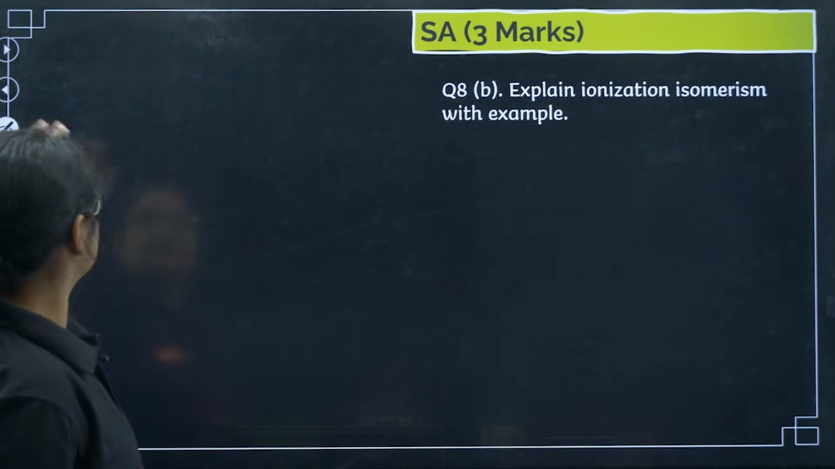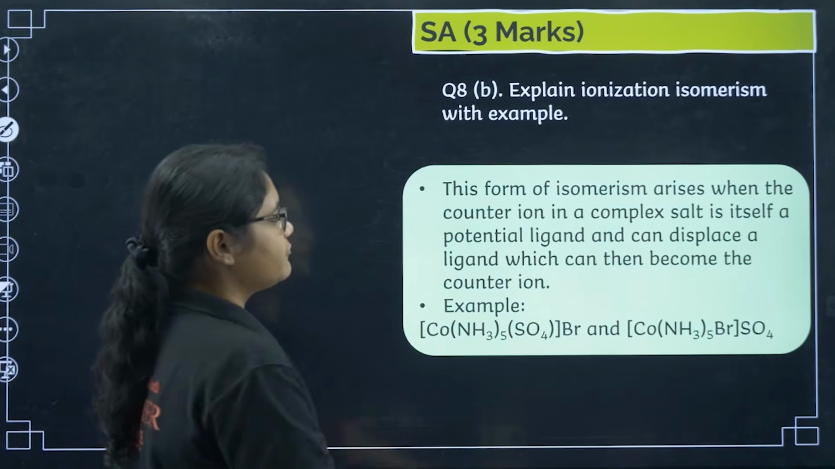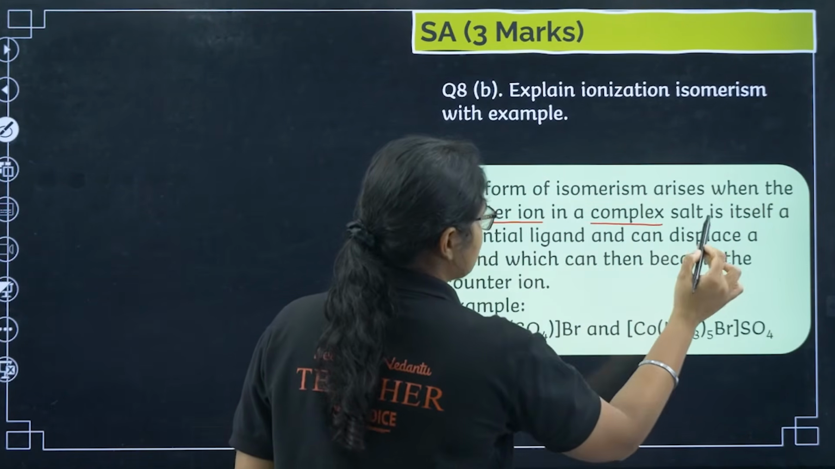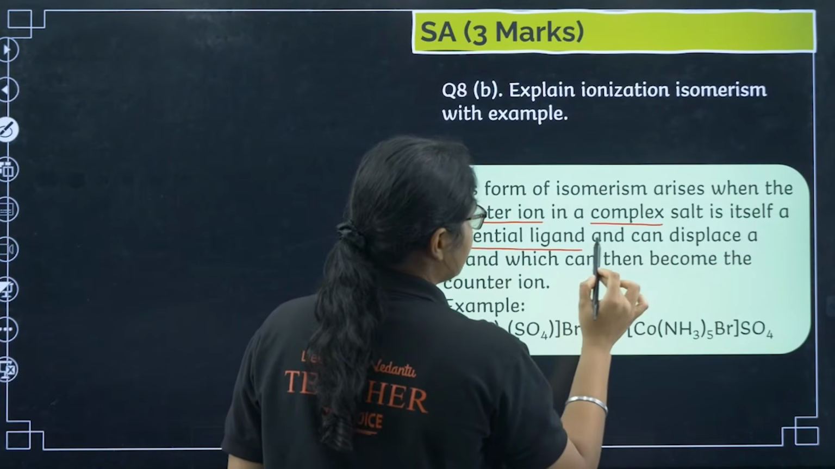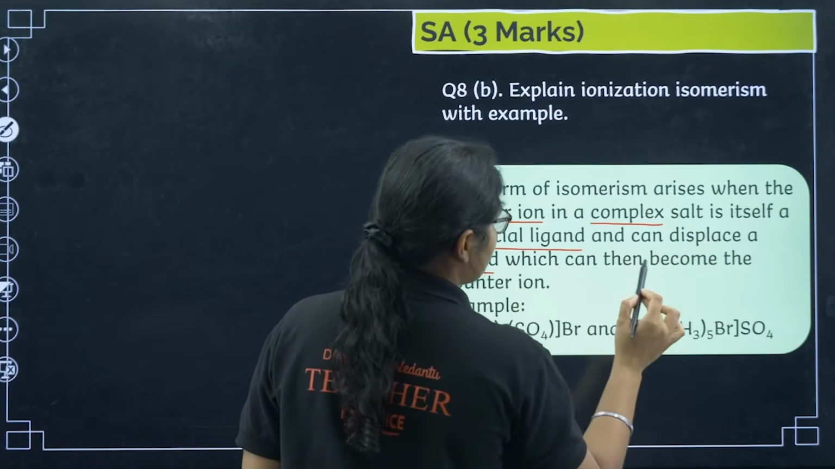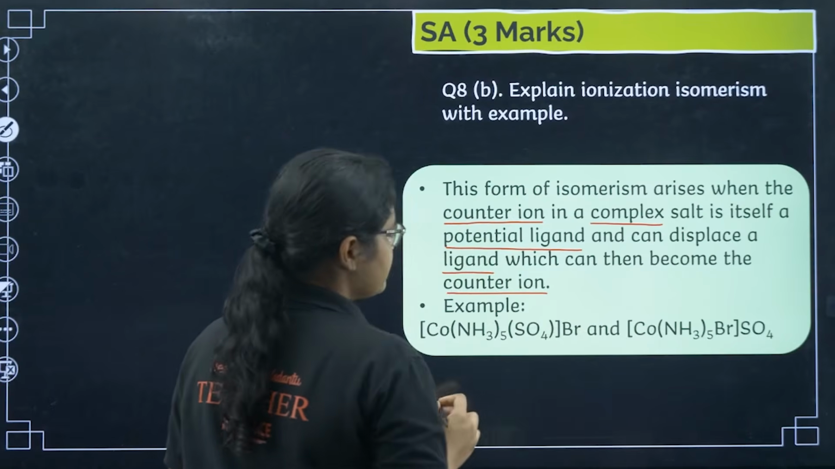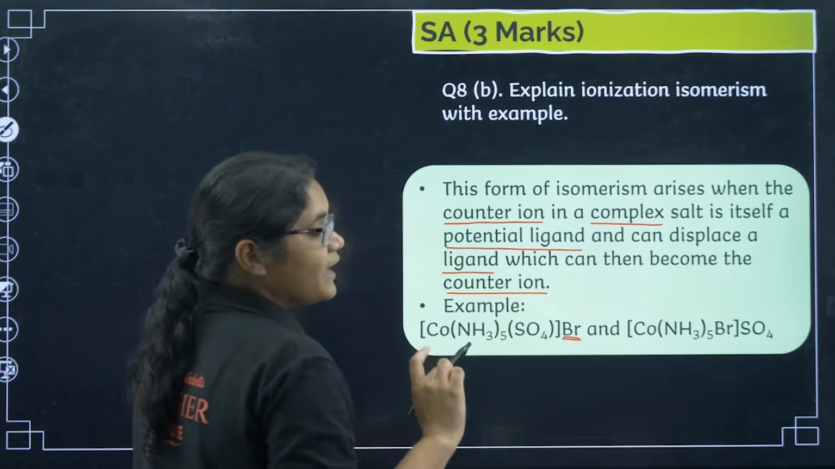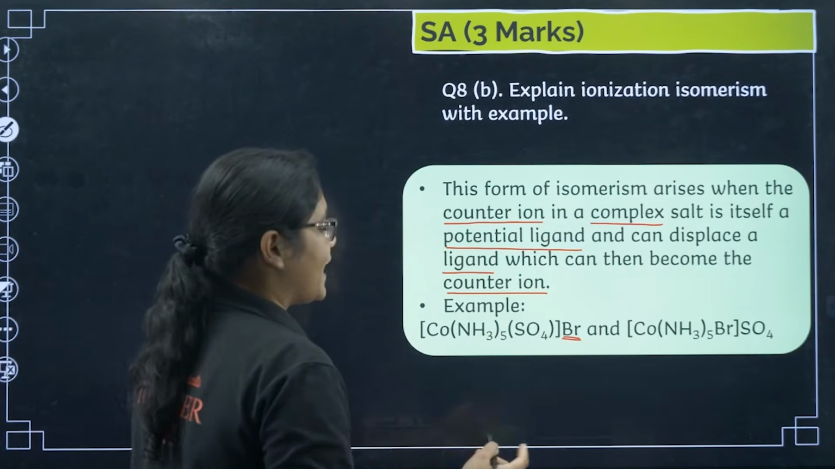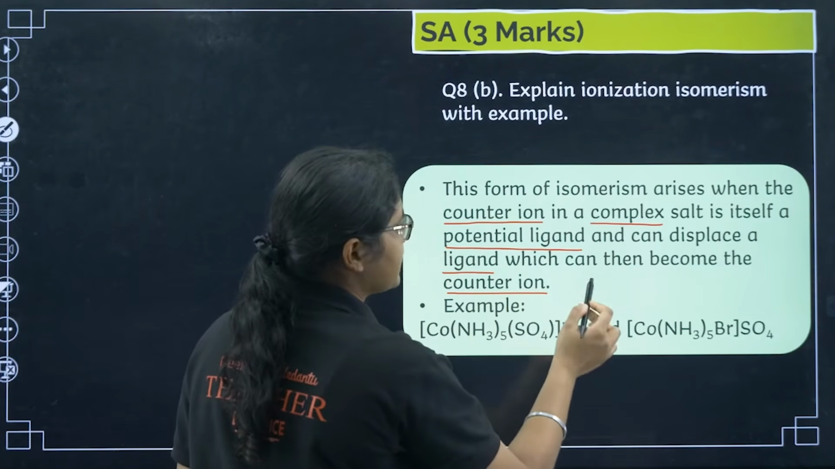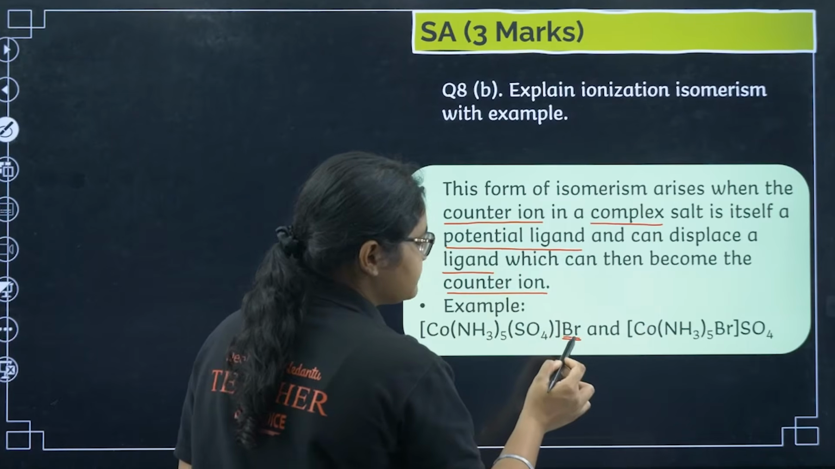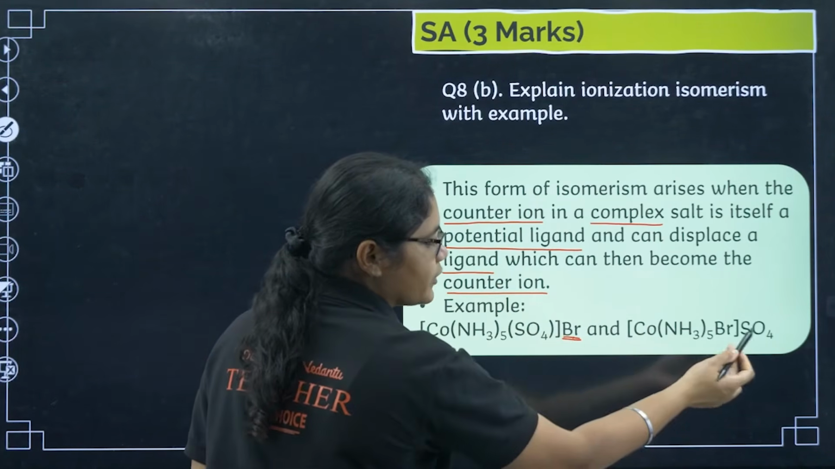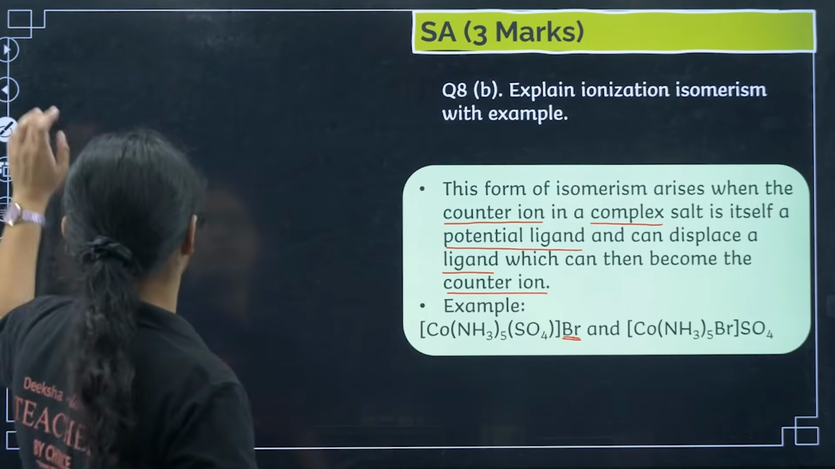Next we have ionization isomerism. So this form of isomerism arises when the counter ion in a complex salt is itself a potential ligand and can displace a ligand, which then becomes the counter ion. So you can see what it is saying, this is the counter ion. It itself is a potential ligand and can displace a ligand which can then become the counter ion. So this Br can displace SO4 and SO4 will become the counter ion. Okay, so that is the ionization isomerism.